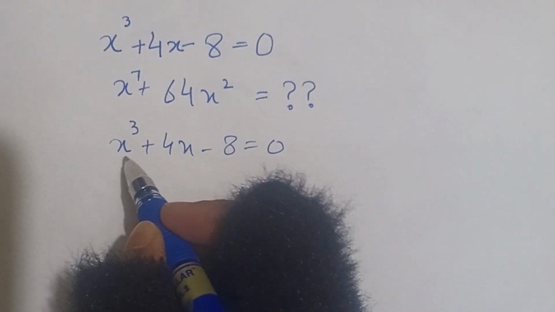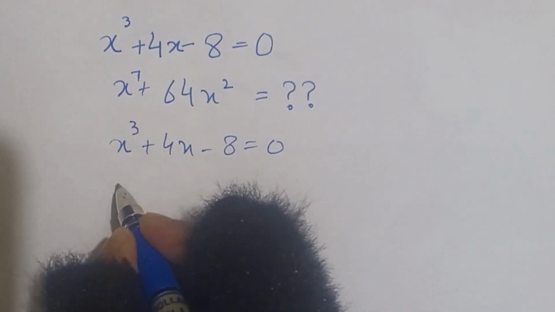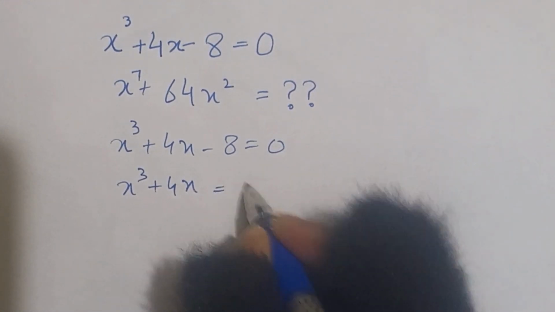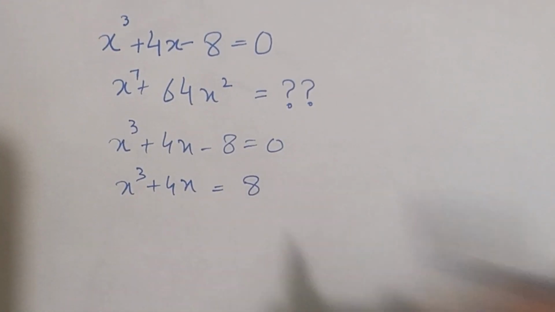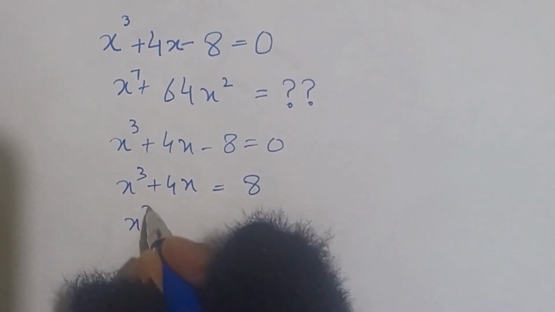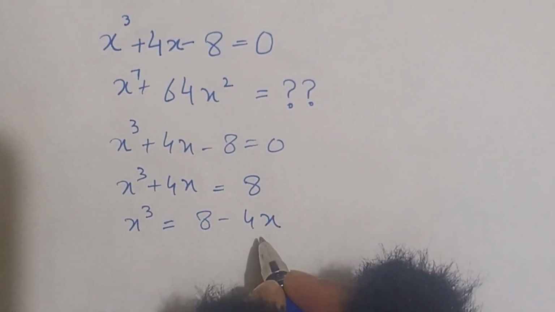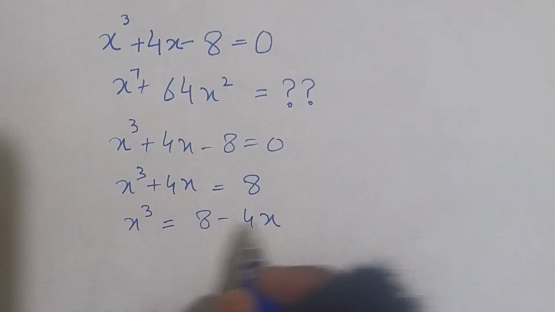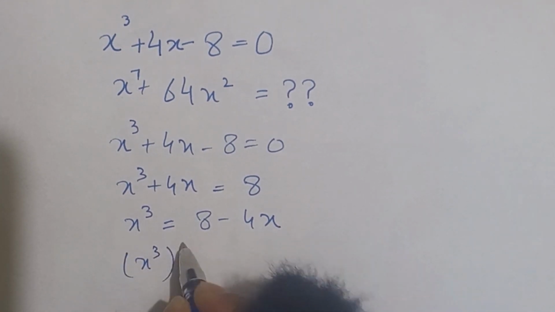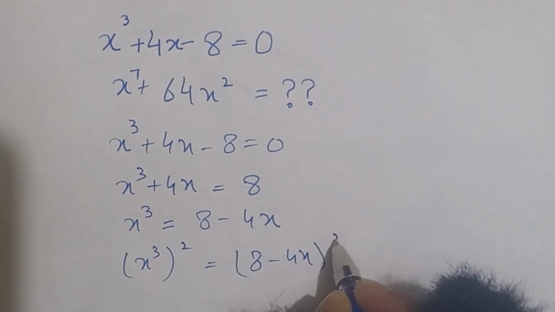This is x cube plus 4x minus 8, which is equal to 0. In this equation we find the value of x cube. If we add 8 on both sides, then we get x cube plus 4x equal to 8. In the next step, if we subtract 4x on both sides, then we get x cube is equal to 8 minus 4x. Now if we take a square on both sides of this equation, then we get (x cube) squared equals (8 minus 4x) whole squared.